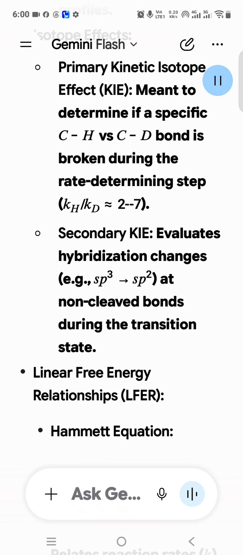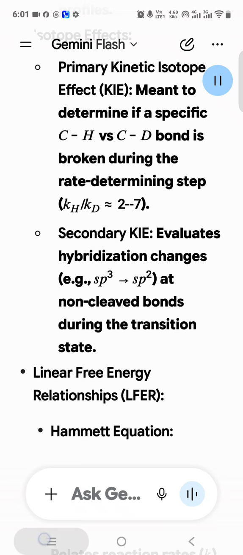Potential energy diagrams, tracking energy changes across multi-step reaction profiles. Isotope effects. Primary kinetic isotope effect, KIE, is used to determine if a specific C-H versus C-D bond is broken during the rate-determining step. k_H divided by k_D, approximately 2 to 7.